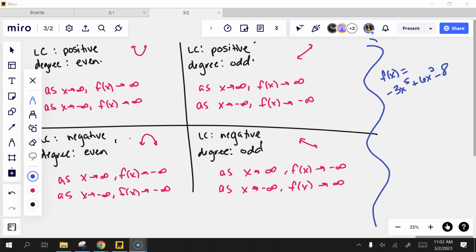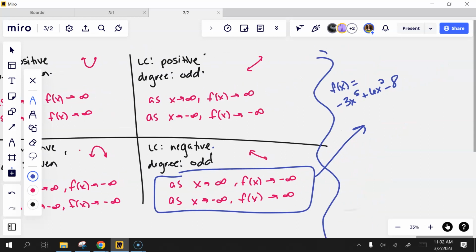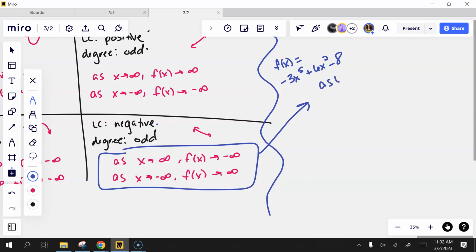As x approaches, tell me which quadrant, which one you're in. All right, so we're looking at which one it goes in. It's this bottom right, because the leading coefficient is negative and the degree is odd. So all I would do is take this and copy it for the end behavior for this one. So the end behavior of this would be as x approaches infinity, f of x approaches negative infinity. And as x approaches negative infinity, f of x approaches infinity.